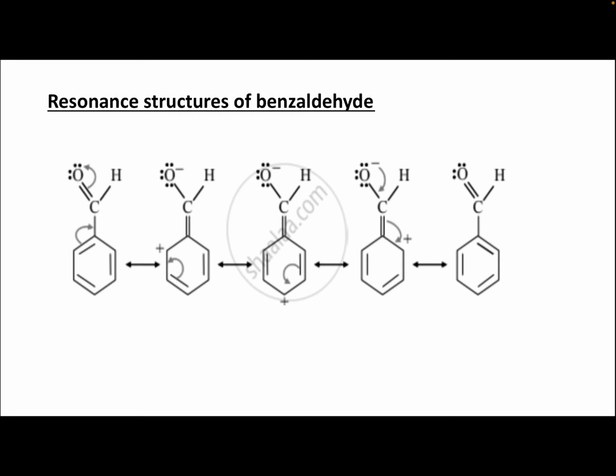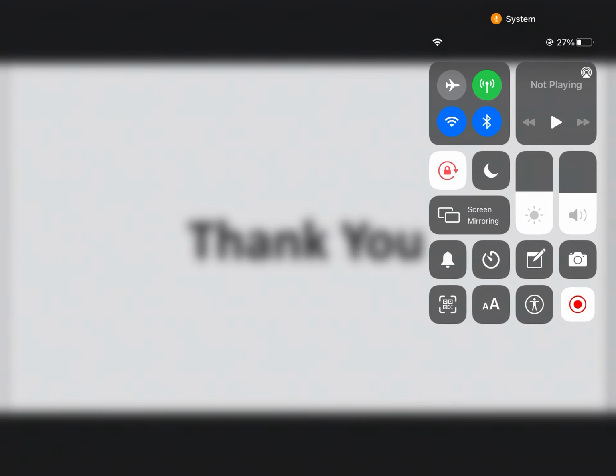So these are the resonance structures of benzaldehyde. You are seeing how the bond is shifting. In the first figure the bond is shifting between carbon and carbon, and next again the bond is shifting onto the second carbon, then again the bond is shifting, and here the negative charge is shifting and again it is getting a double bond, and in this way these are the 5 resonance structures.